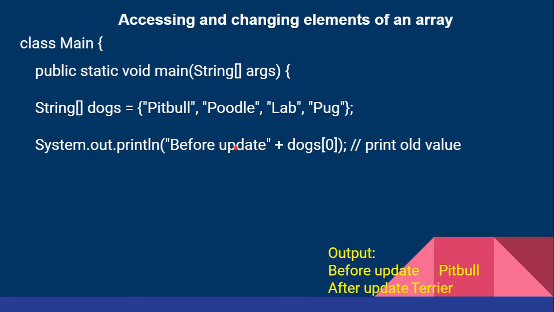System.out.println before update plus. Actually this plus is the symbol which concatenates, which joins the 2 different values. Here this is a message called before update and this is the real value of the array element which is of the 0th index. Okay, so this is the old value. Now we can see the output: before update pitbull.